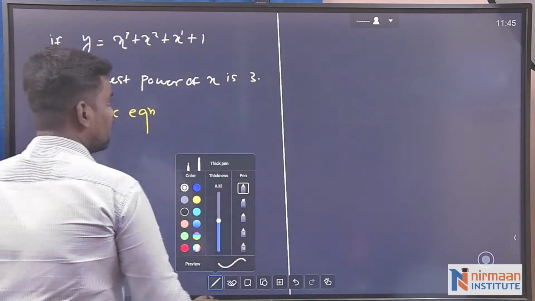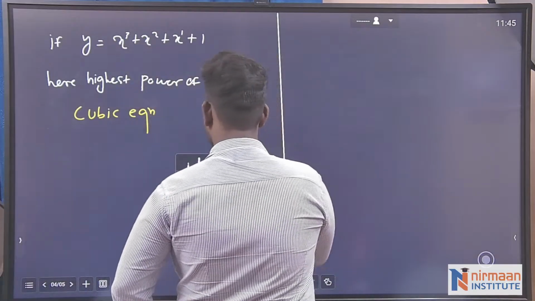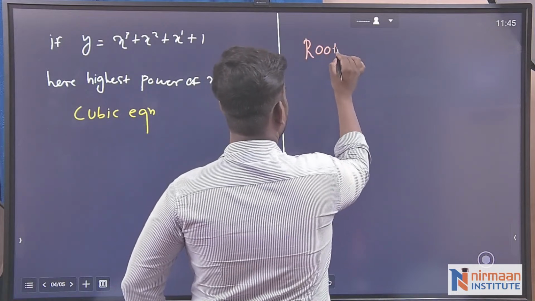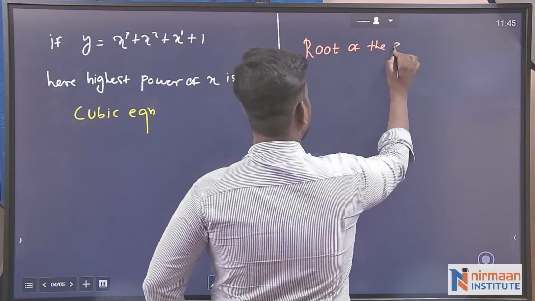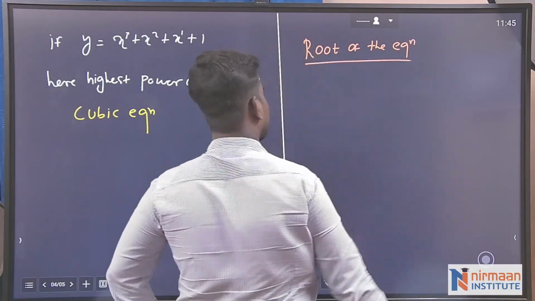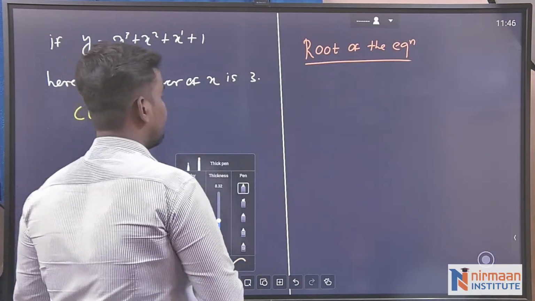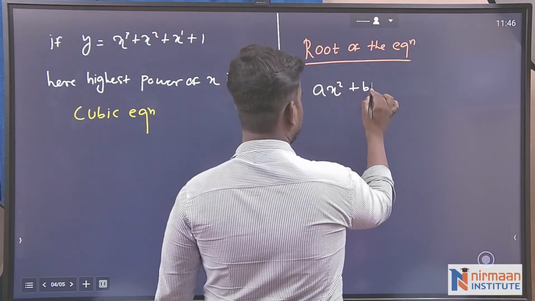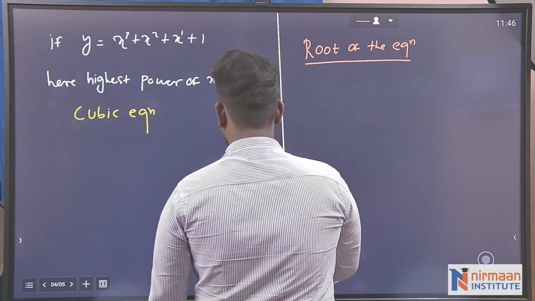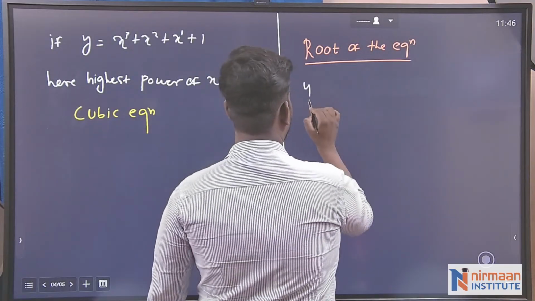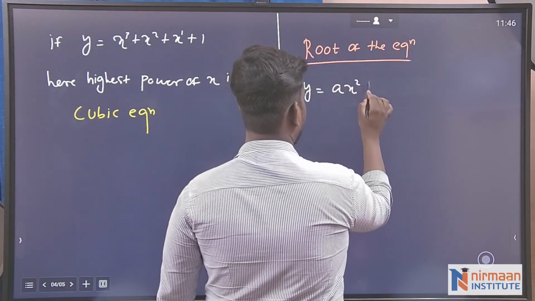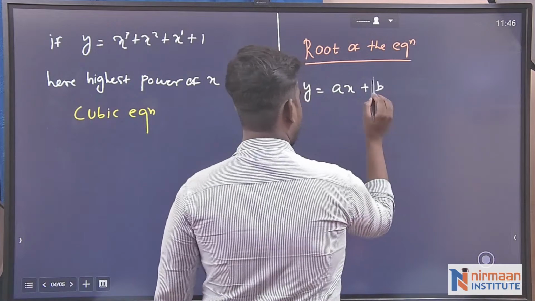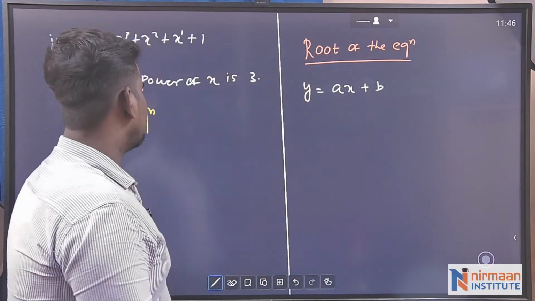Now there is one thing called the root of the equation. What is the meaning of root of the equation? Let's say we write an equation like ax square plus bx plus c. I'm writing one equation, y equal to ax plus b. So what's the meaning of root?